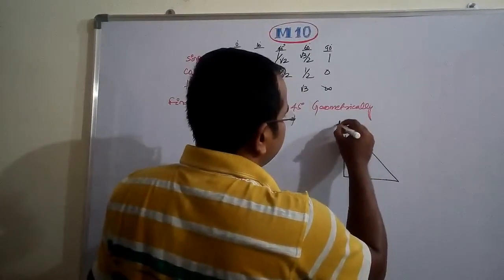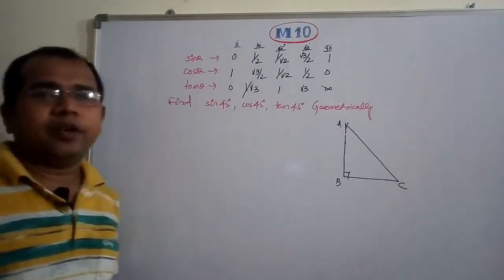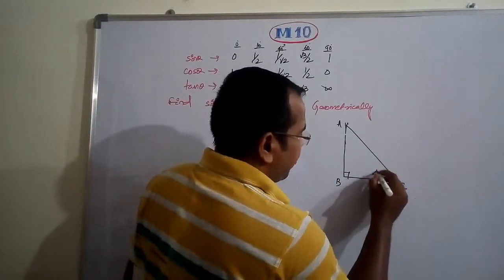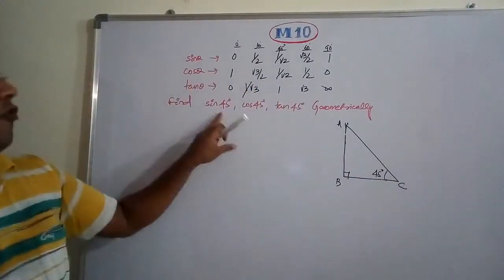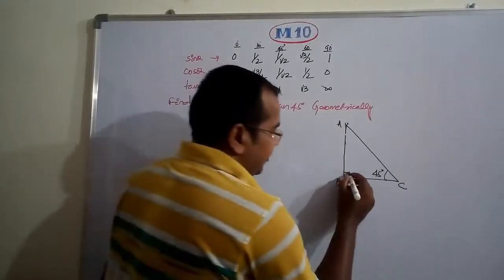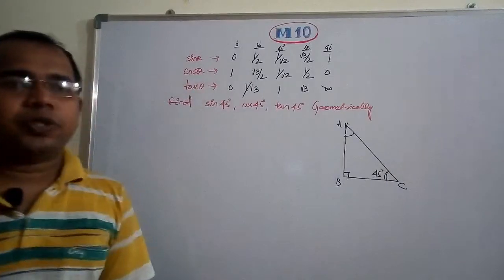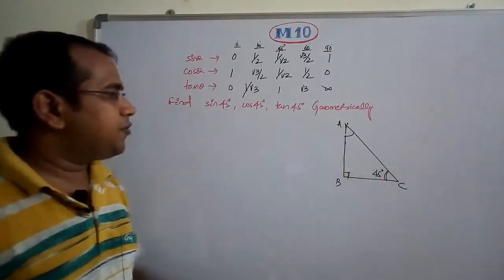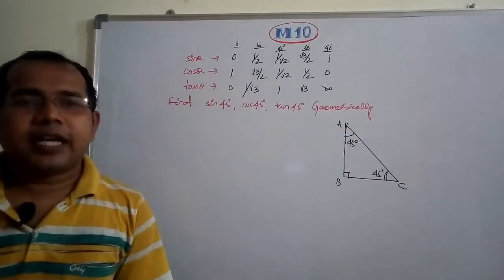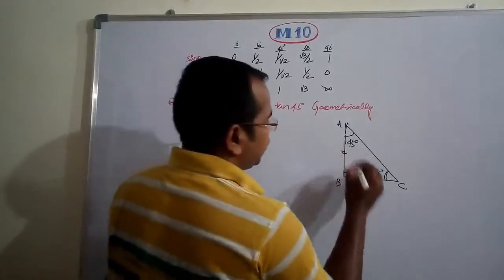Okay, let's say triangle ABC, and angle B is 90 degrees. One of the angles is 45 degrees. We need to find the trigonometric ratios for 45 degrees. Now, in a right triangle, if this is 90, then the sum of A and C is also equal to 90 degrees. If one angle is 45 degrees, this is also equal to 45 degrees. So it is an isosceles triangle. In this isosceles triangle, these two sides will be the same.